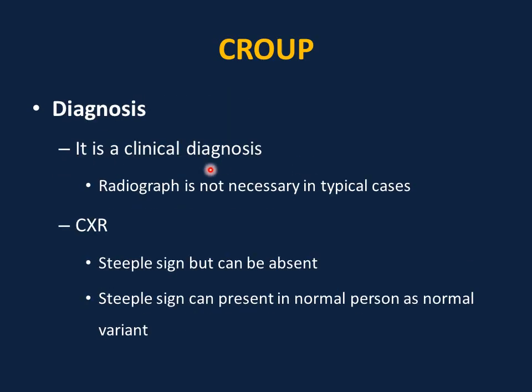Diagnosis, it's a clinical diagnosis. You do not need a radiograph, chest x-ray, or neck x-ray for the diagnosis of croup. On chest x-ray, you may see the steeple sign but it can be absent as well, and the absence of a steeple sign does not rule out croup. The steeple sign can also be present in a normal person as a normal variant, so it's a clinical diagnosis again.